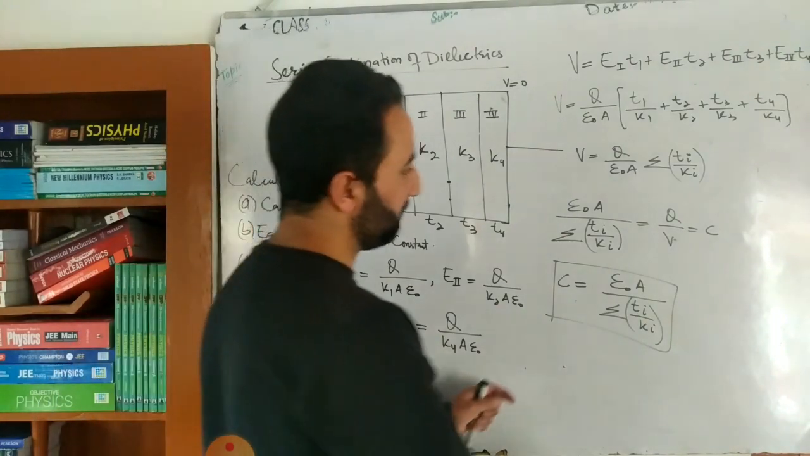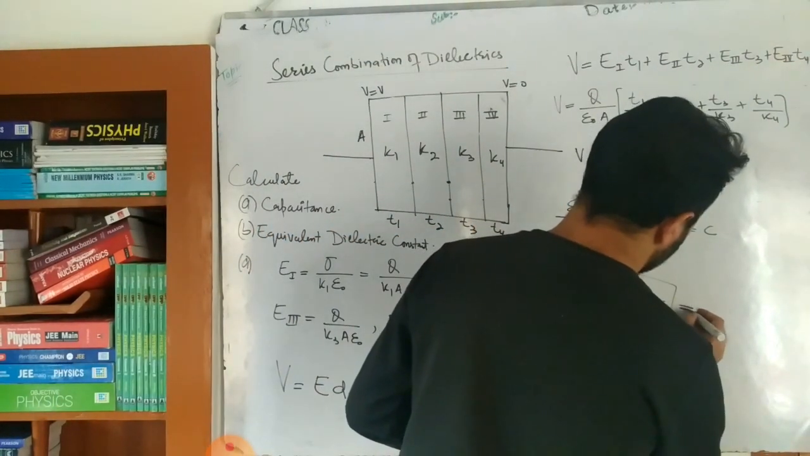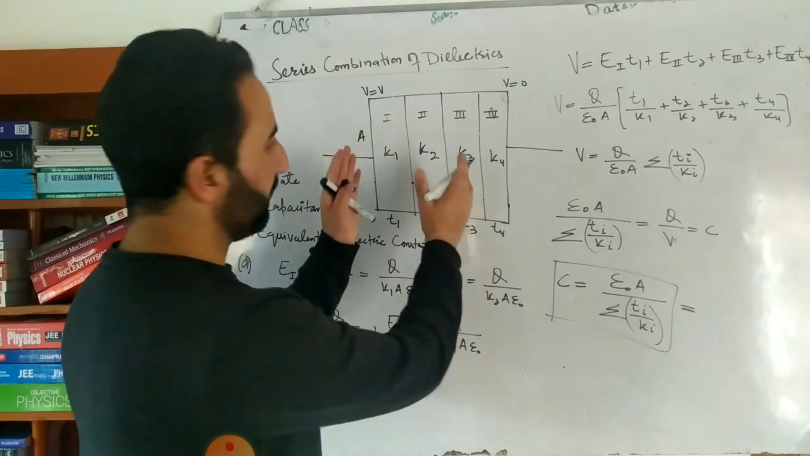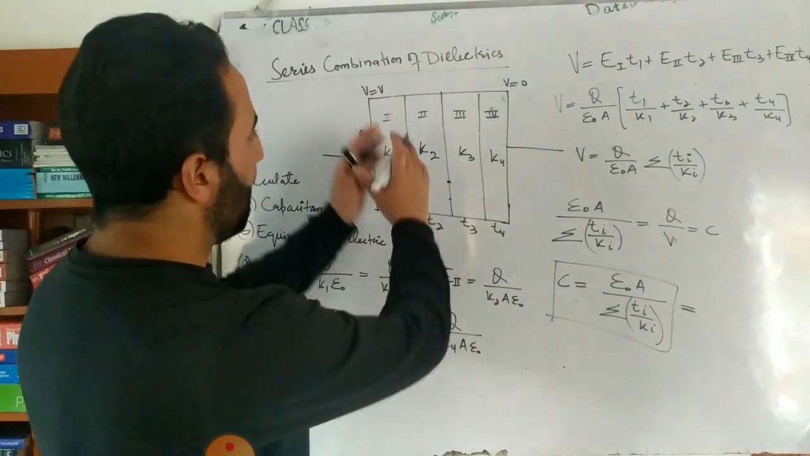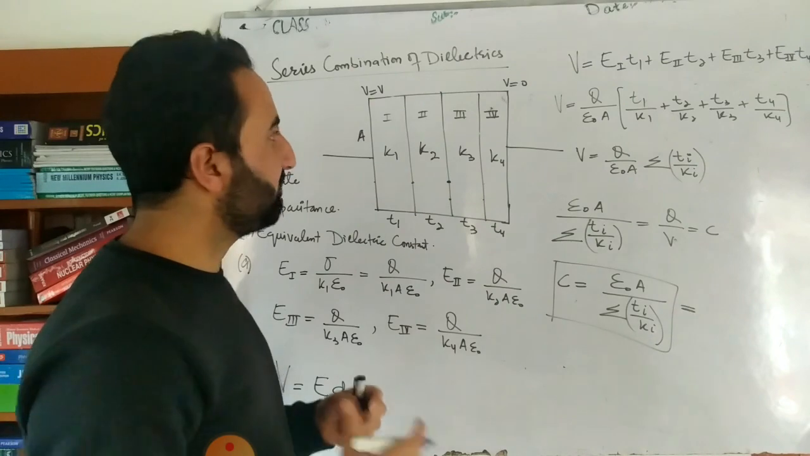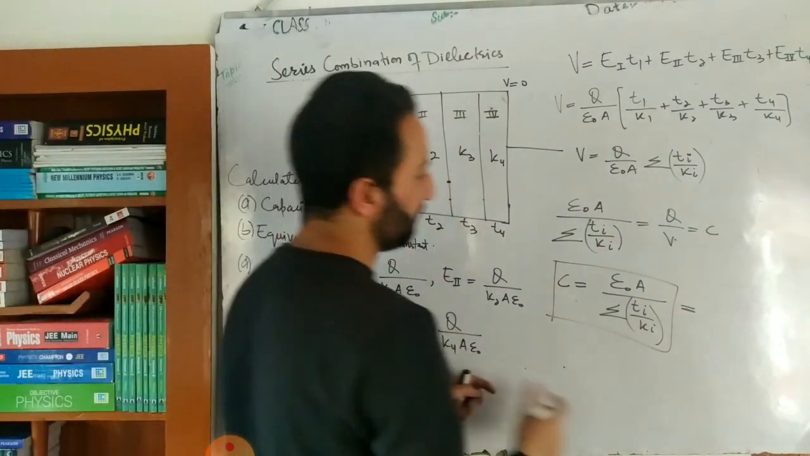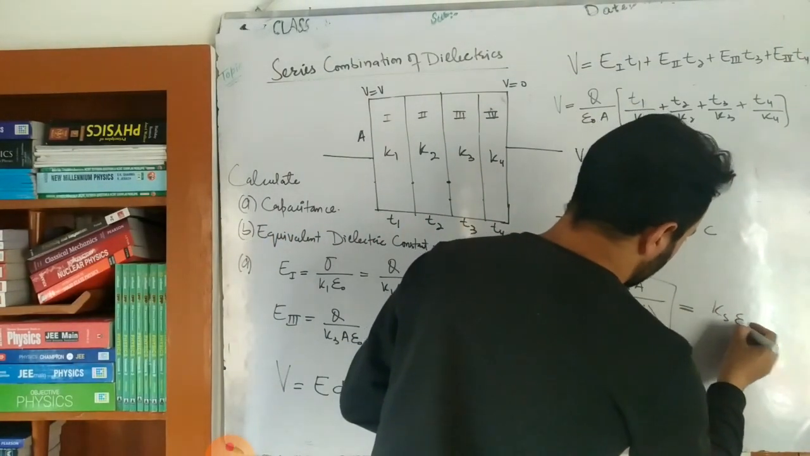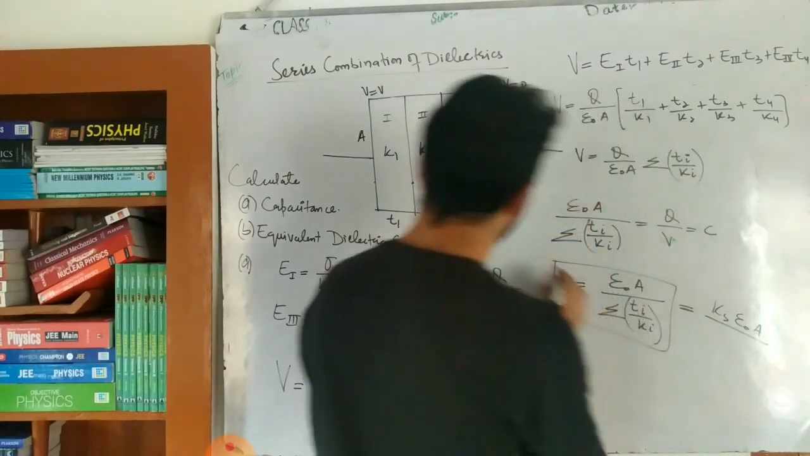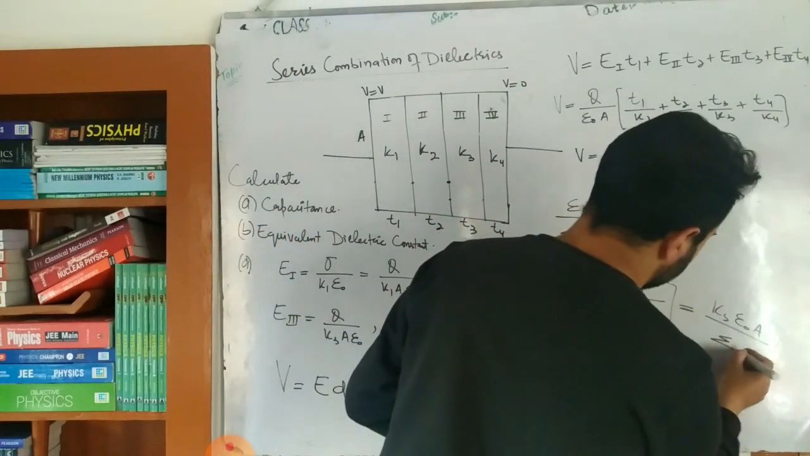I will write it like this. Let's suppose that this is one dielectric whose dielectric constant is Kf. F implies in series, so the capacitance for this will be equal to Kf epsilon 0 A divided by total width. The total width is the summation of Ti.